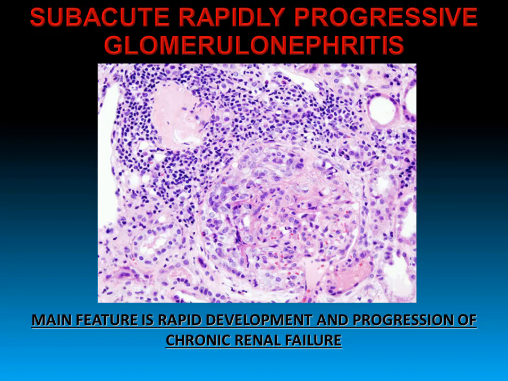Other complications of subacute rapidly progressive glomerulonephritis are associated with increased blood pressure, so we can see hemorrhagic syndrome, left ventricular hypertrophy, sclerosis of arterioles in kidneys and brain, liver, and other organs.